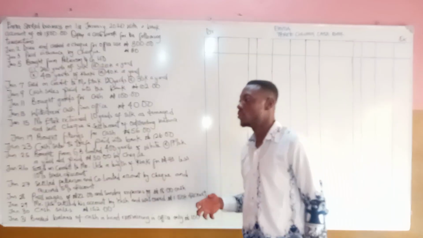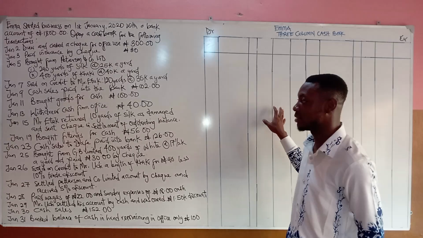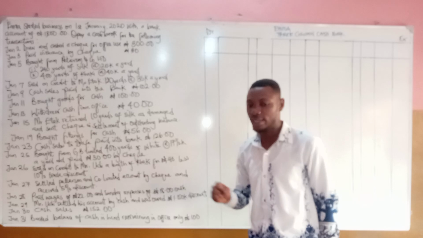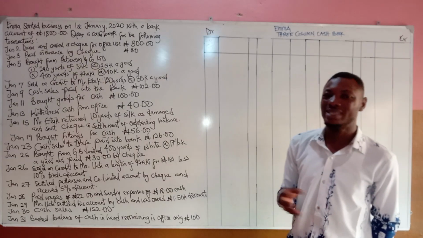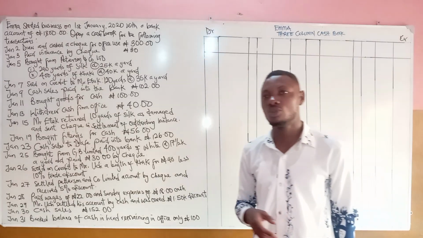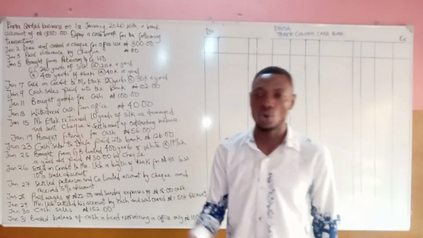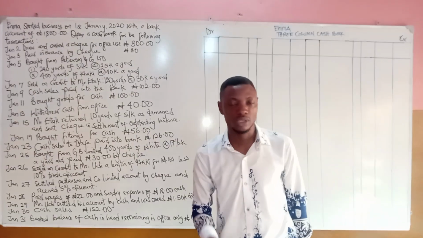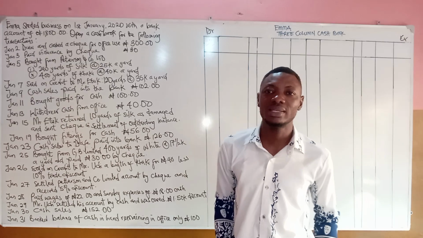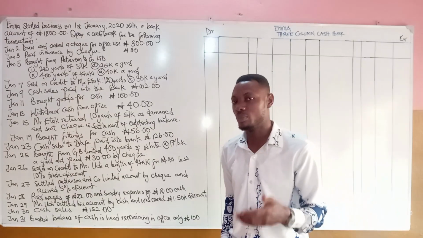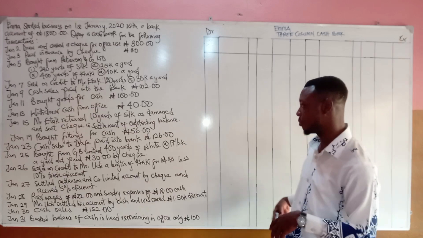Then the third account is the 3-column cash book. Now this is where you have discount, where in your business your supplier gives you discount, and then you also give discount to your consumers or your customers. Now in a situation where you see discount in the question, you will have bank, you will have discount, meaning it's a 3-column cash book we are preparing.